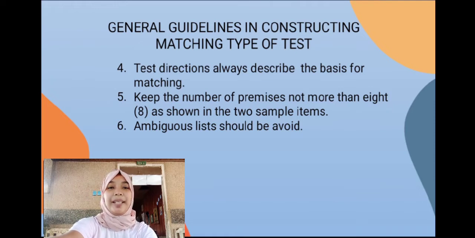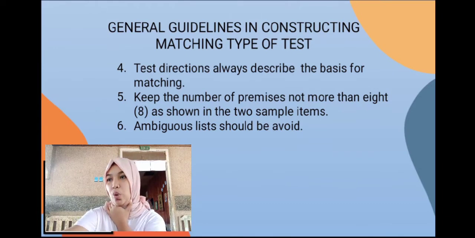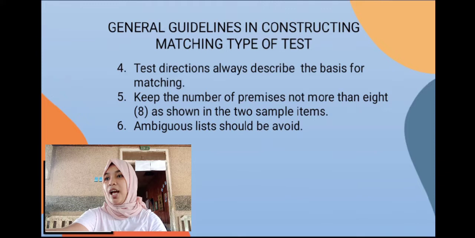Frequently, flipping the test papers just to look for appropriate options requires additional time. Number 6, ambiguous lists should be avoided. This is especially true in the preparation of options for the second column. There should only be one option appropriately associated with the premise unless it is unequivocally mentioned that an option could be used more than once, as I mentioned in number 4.